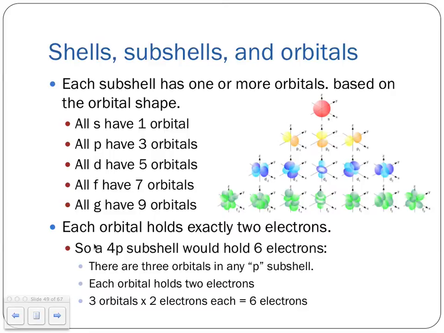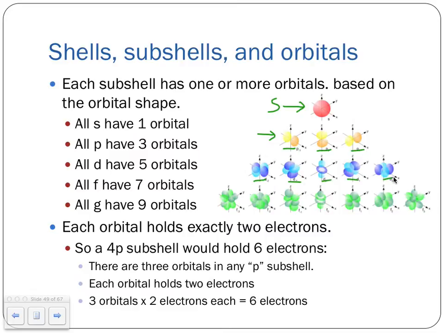All s subshells have just one orbital. We saw that right here, that s only has one possible orbital. All p's, so if you've had a 2p or a 3p or a 4p subshell, they all have 3 orbitals because you look at the p, how many's it got? 1, 2, 3. All Ds have 5. 1, 2, 3, 4, 5 right here.